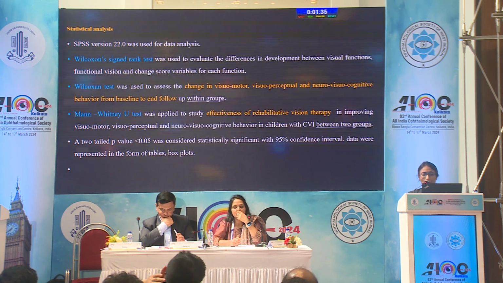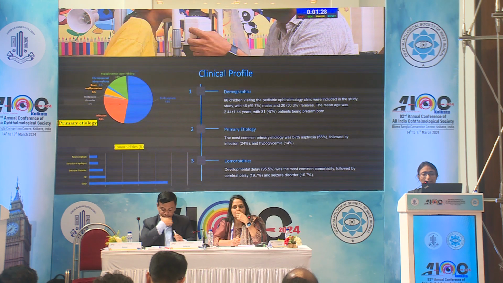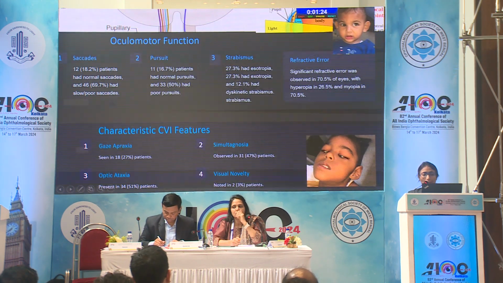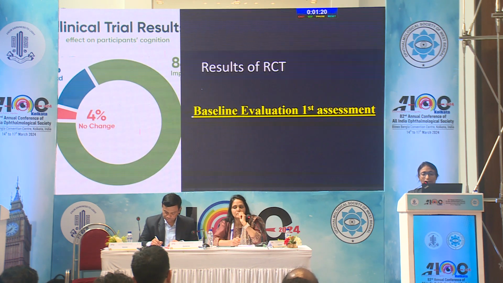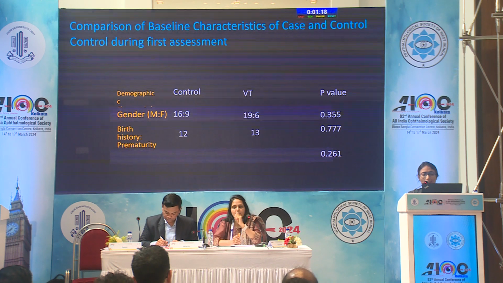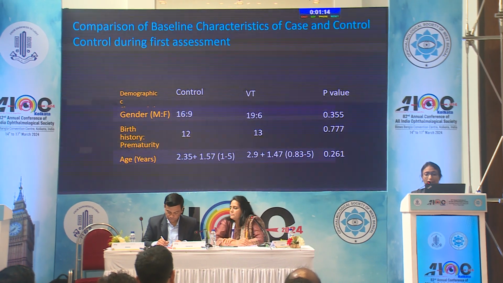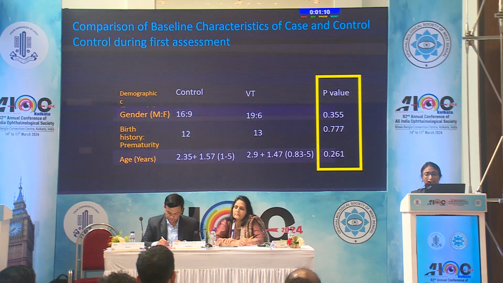The Wilcoxon signed-rank test was used to see the change within groups, and the Mann-Whitney test was used to see the change between the 2 groups. In the clinical profile, birth asphyxia was the primary etiology. We did the neuro-ophthalmic, oculomotor, and CVI profiling. Coming to the baseline assessment results of the first assessment, the mean age in the control was 2.35, and in the intervention group it was 2.9, and the difference was not statistically significant.